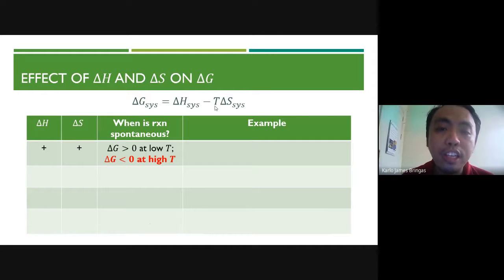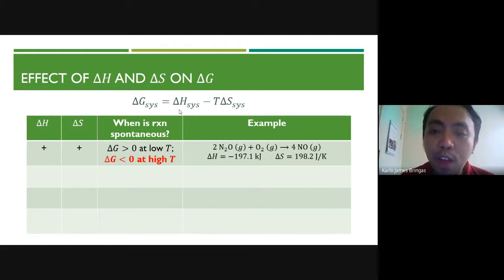But at lower temperatures, what happens is positive itong delta H natin minus a very small number. So, ang mangingibabaw is ang positive na value ng delta H. That makes the delta G in turn positive pag low ang temperature. So if you have a reaction like this one, what our delta H and delta S value here tells us is that if you want it to happen spontaneously, kailangan mo lang taasan ang temperature.